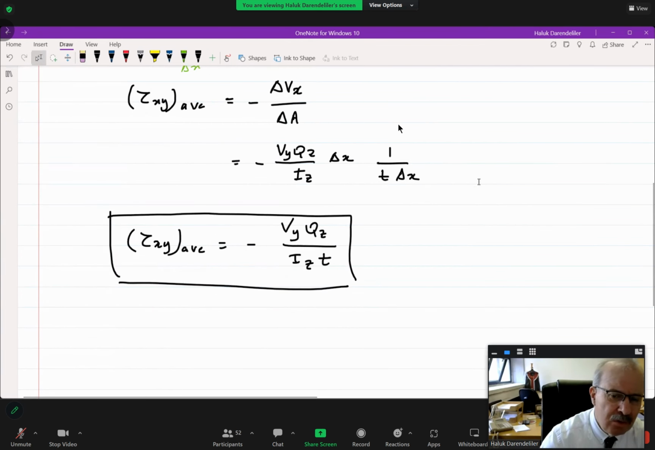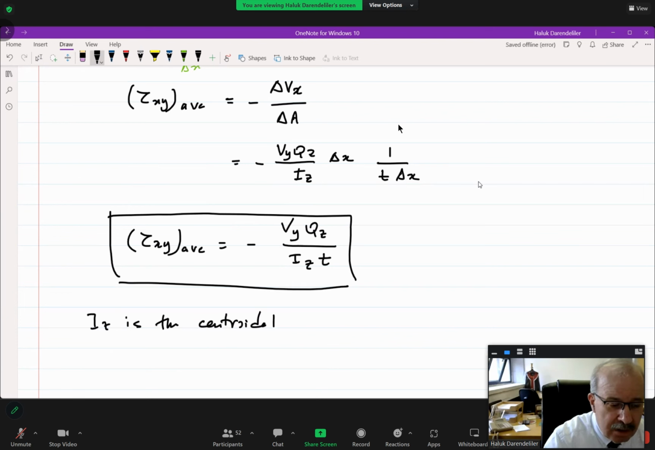I expect you to know this equation very well. And let me write once more. Here, Iz is the centroidal moment of inertia of the entire section. Don't forget, of the entire section.